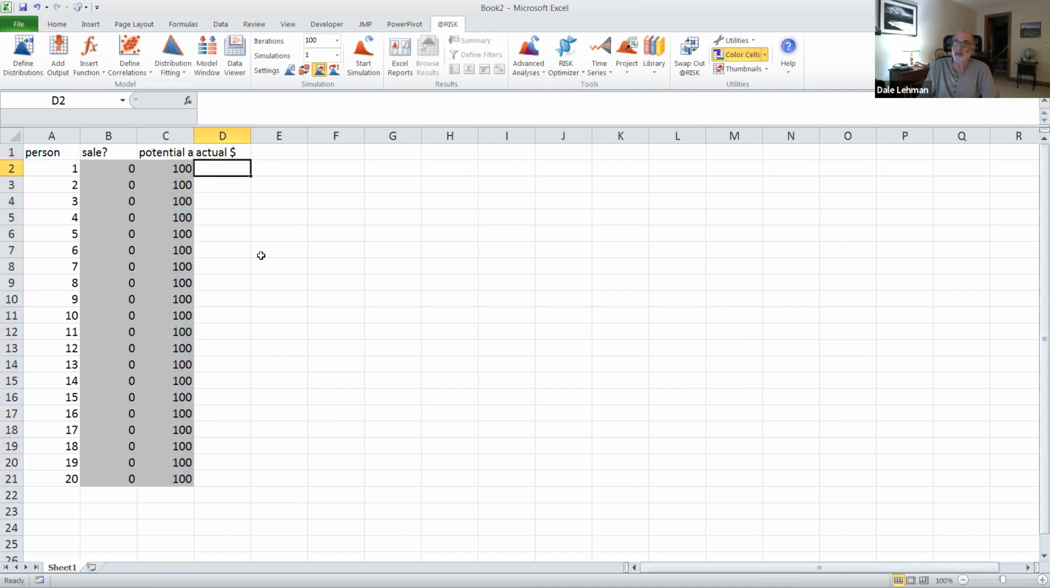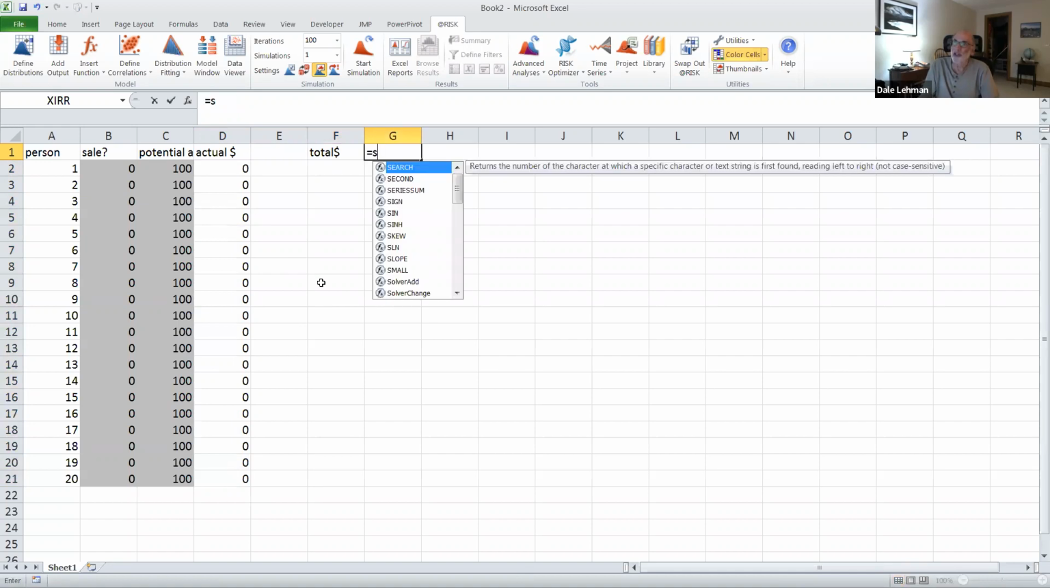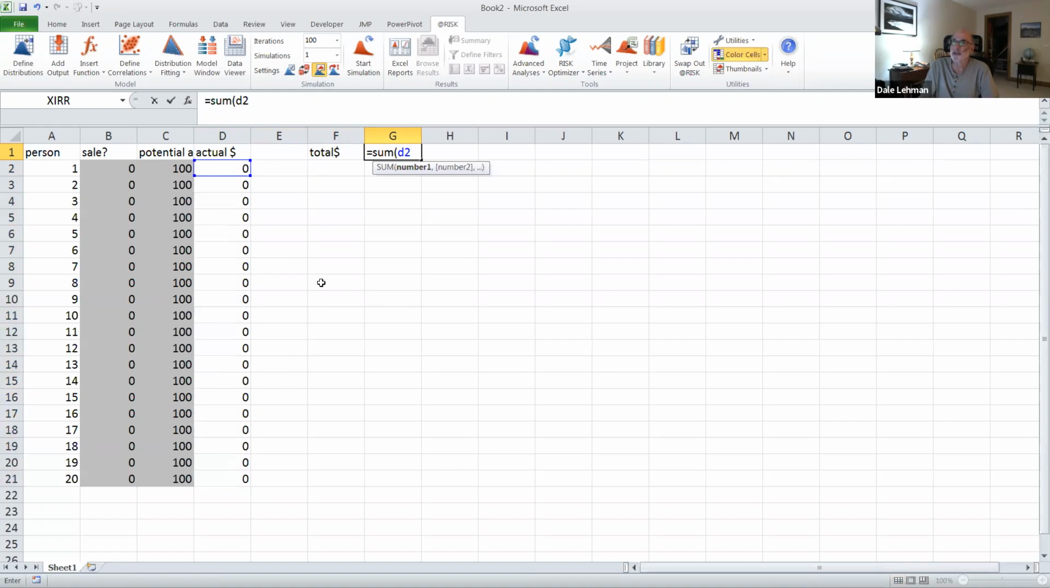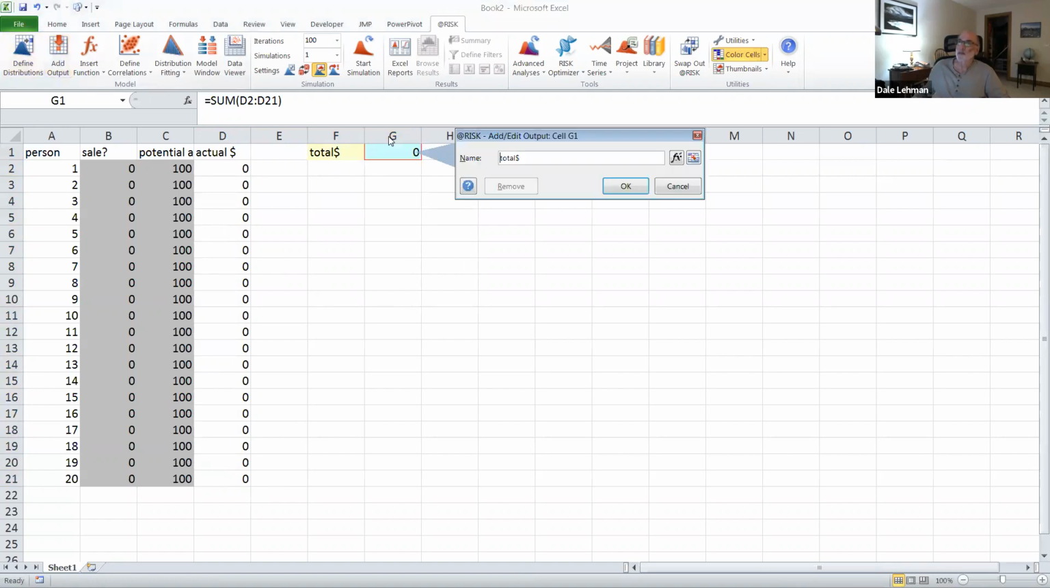The actual dollars of sales, we can multiply the two together, because when the sale is 0, we won't be counting the potential sale amount. And when the sale is 1, we will get whatever that simulated sale amount is. And what we're interested in is the total dollars collected. That's the sum of D2 to D21. And I will make that an output.